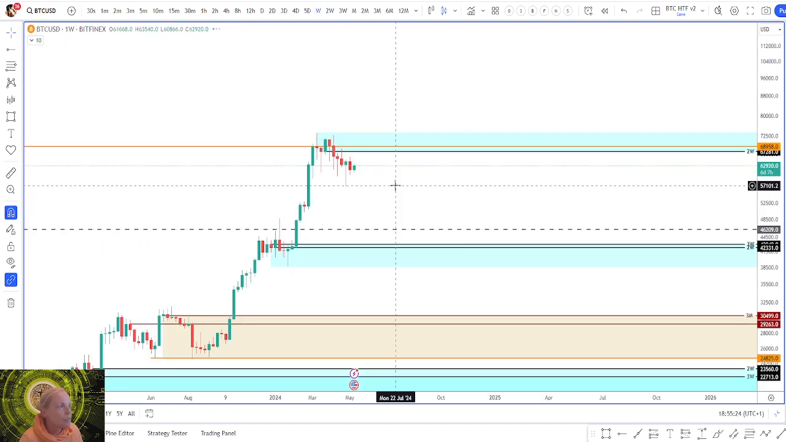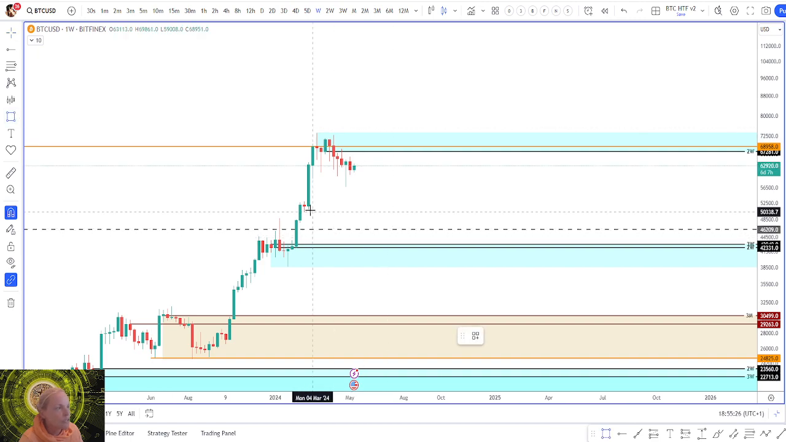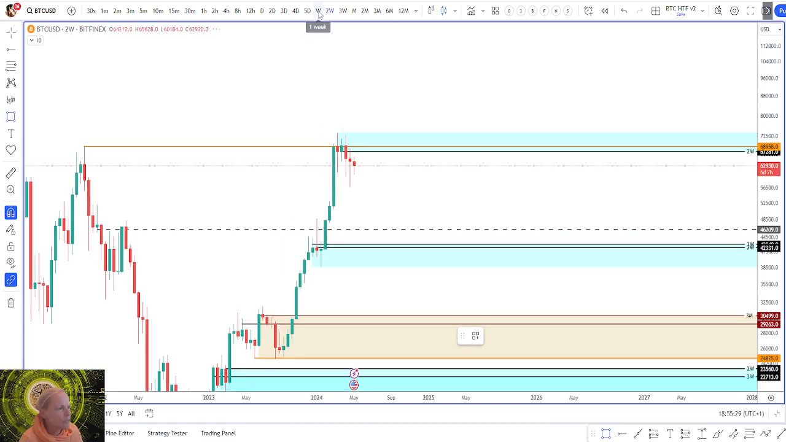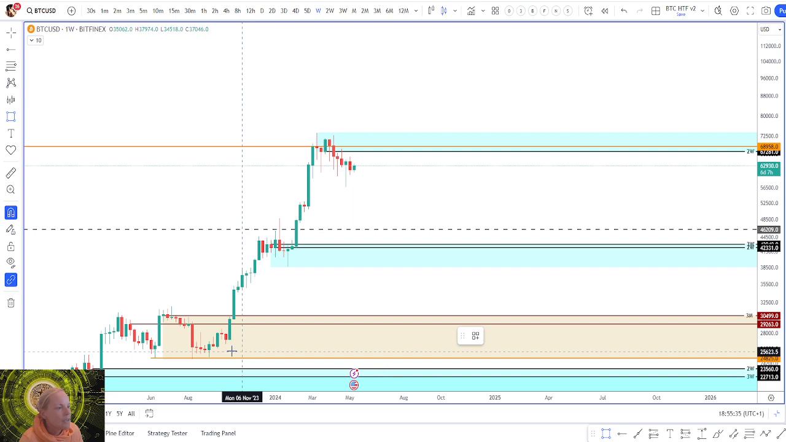Then we go down to the weekly. We're just starting to see a little bit more. Just let me check, I didn't have any. Okay, so there was no new 2 weeklies in there, but now there are new weeklies.